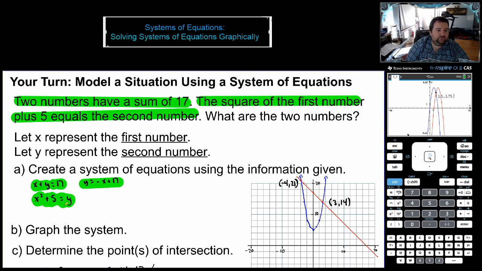Now x squared plus 5 equals y, so you can think of it as a normal x squared graph. When I say a normal x squared graph, I mean y equals x squared. They look very similar, except it's being shifted up 5. Normally your x squared graph would start right there at the origin, but now it's going to be shifted up 5. Now you can see the points of intersection are here and here. These points are at 3 and 14 and negative 4 and 21.